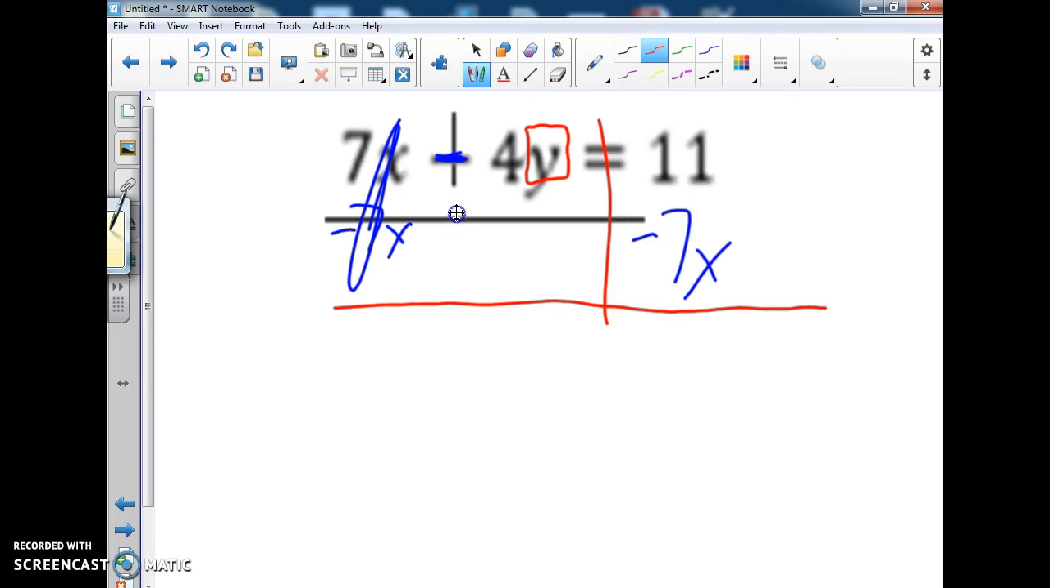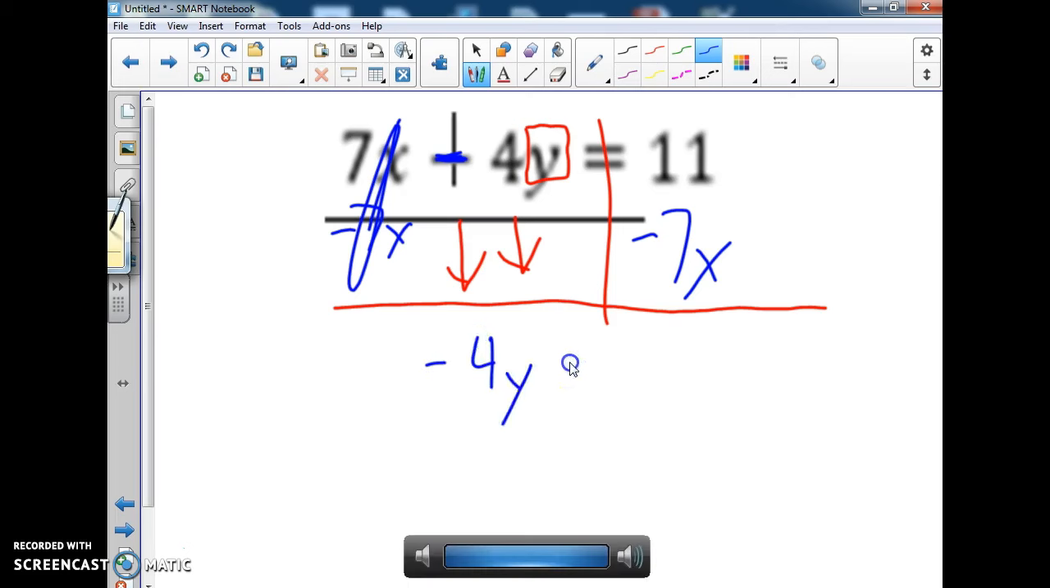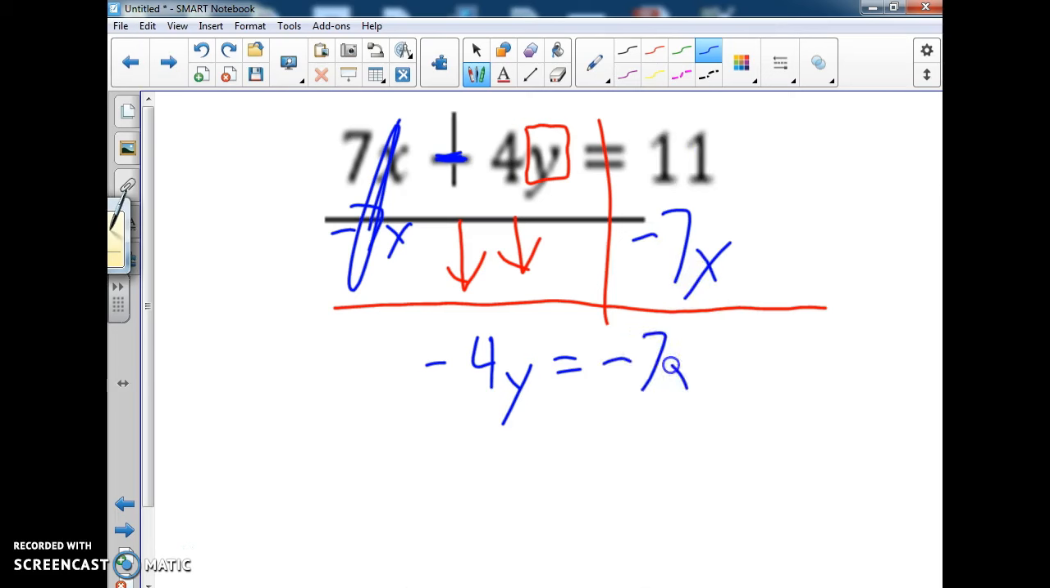and what I'm left with is you bring everything down. So it's going to become minus 4y equal to, and then you just, again, this doesn't have an x, so you can't combine it, so you just rewrite it, 7x plus 11.